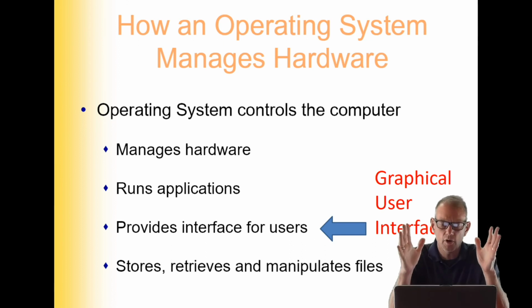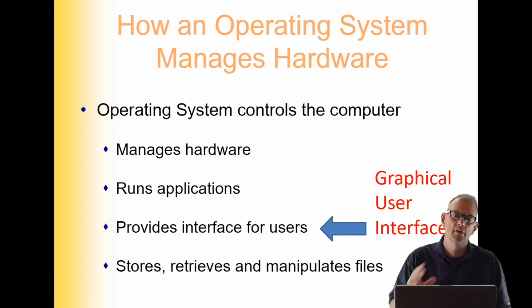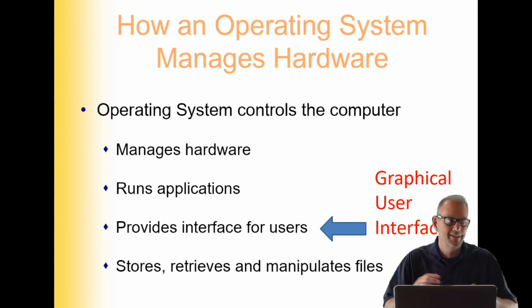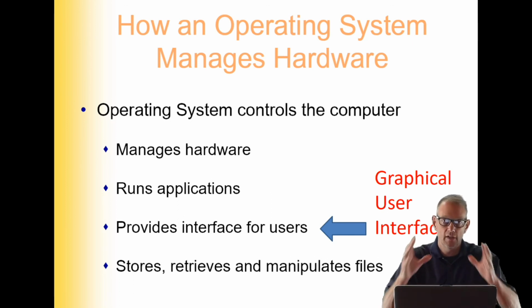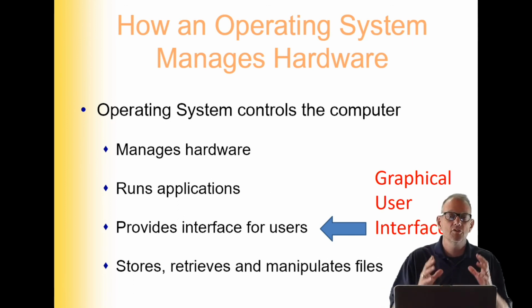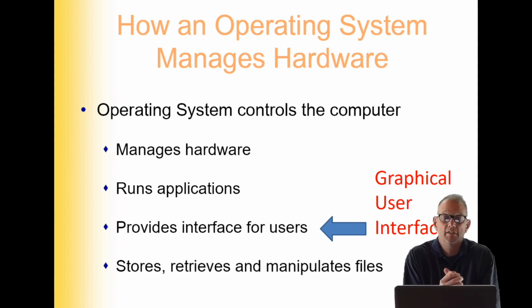It manages the hardware. It lets us run our applications. It provides the interface, what's called a graphical user interface, or a GUI. GUI is graphical user interface. The operating system provides that graphical user interface to us that is Windows 10, and allows us to store, retrieve, and manipulate files, right? So that's the purpose of the operating system. Allows us to use our hardware, allows us to run programs, allows us to store and retrieve stuff.